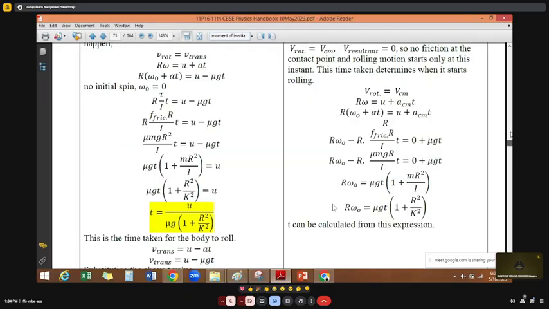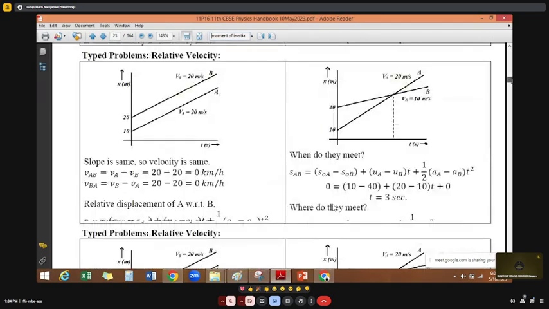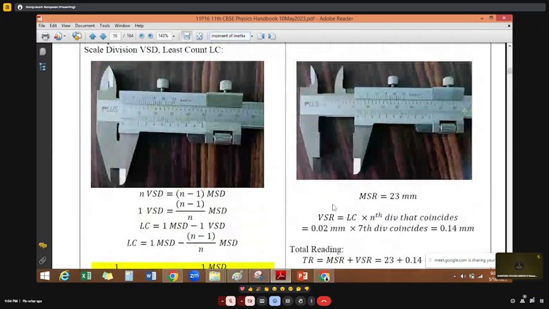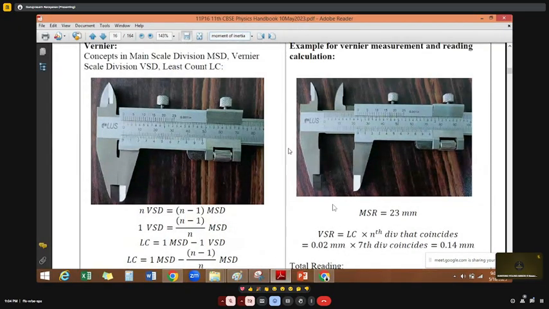Go to the very first chapter. I've given a lot of useful information. Of course, your state board book also has a lot of pictures on Vernier. I think you can go and take a look at it. So this is a very, very commonly asked question, a very important type of question, right?